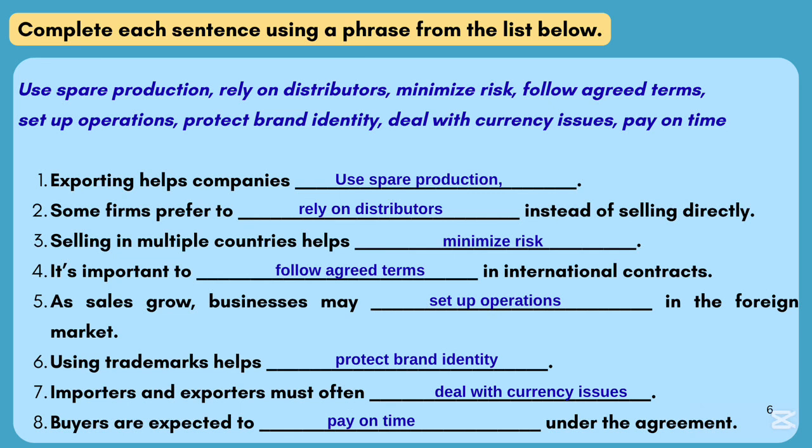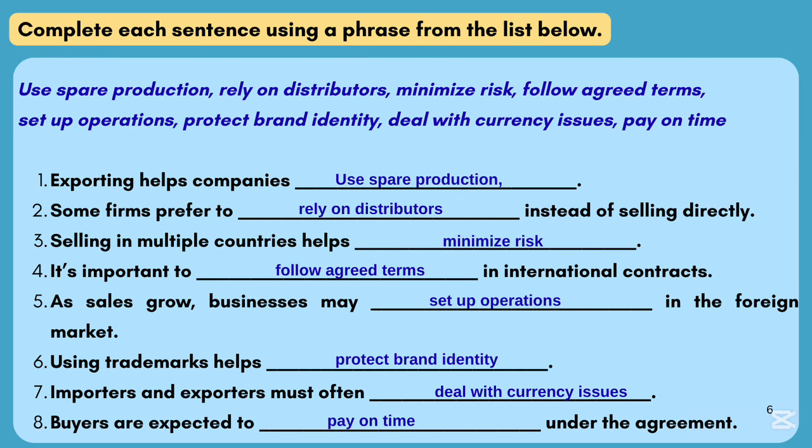Question 4. It's important to follow agreed terms in international contracts. This helps avoid legal or payment issues. When everyone follows the rules, including delivery times and payment methods, both sides protect themselves and build trust. For example, delivering goods late could lead to a breach of contract.